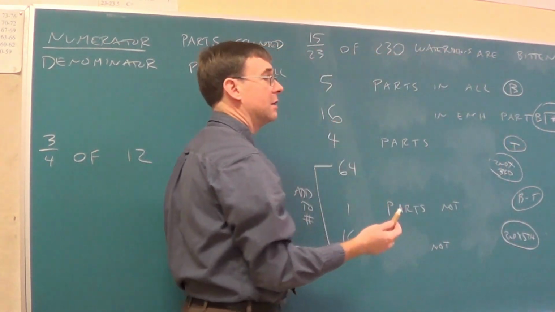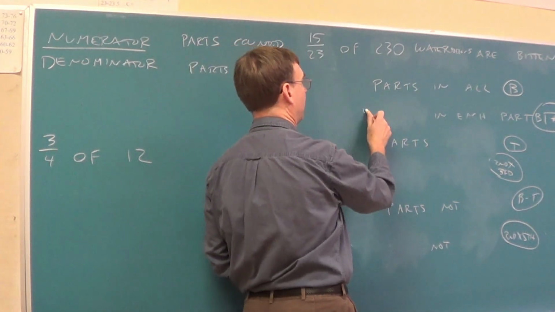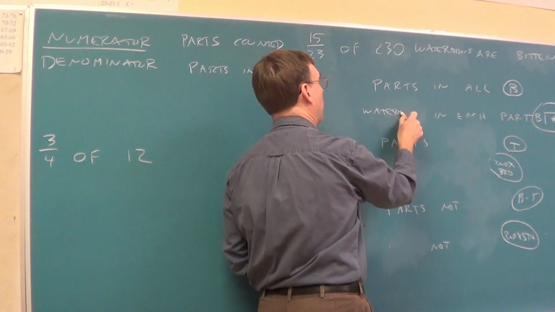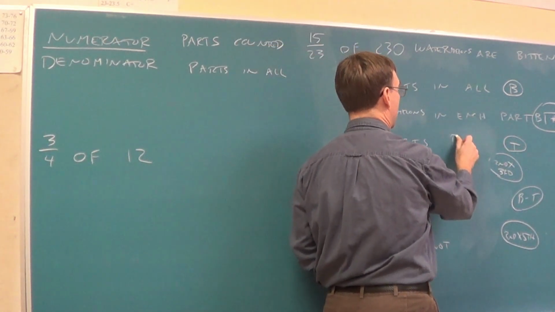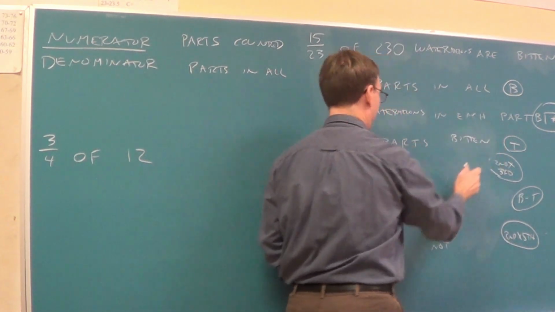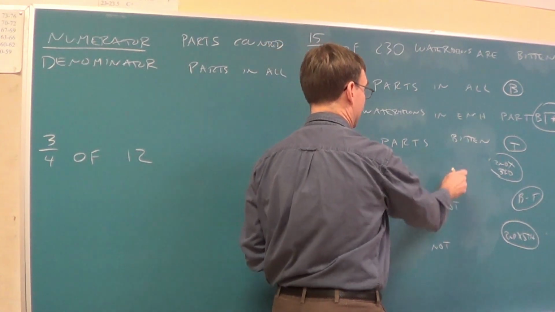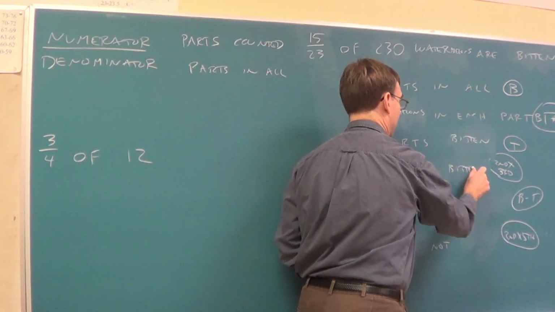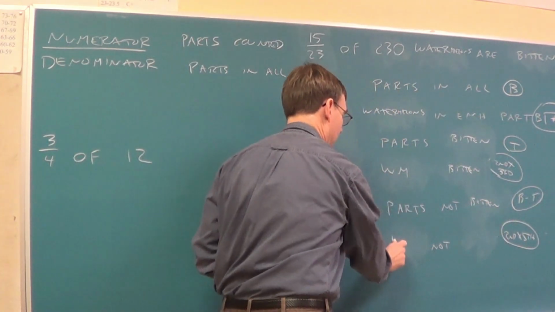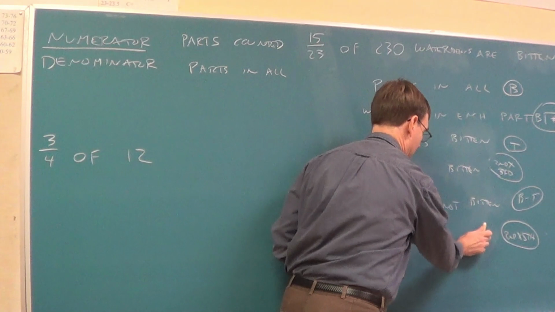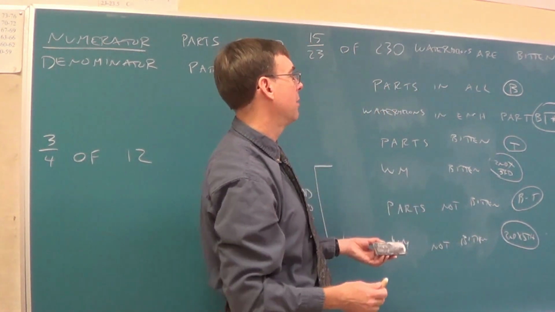So they go through a series of questions. They would ask you, how many parts in all? How many watermelons in each part? They'd ask you the parts that are bitten. They'd ask you for the watermelons that are bitten. They'll ask you the parts not bitten. They'll ask you for the watermelons not bitten. The story changes, the recipe remains the same.